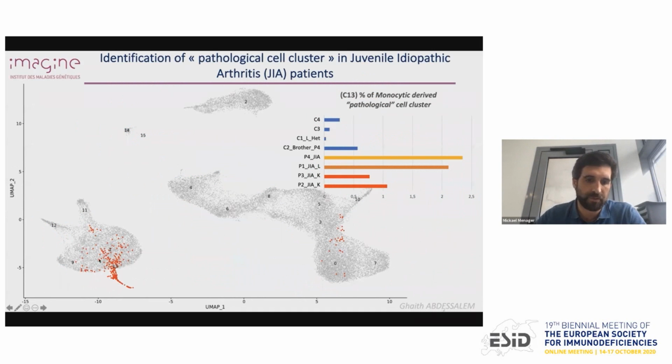If we focus on this monocyte-derived cluster, which now are the cells highlighted in red, most of them are monocytes, and we can also find some of them in the T cell compartment. If we look at the composition of samples in this cluster, once again, we call it a pathological cluster because more than 90% of the cells of this cluster are coming from the 4 JIA patients. So we think here we've identified a pathological cluster common to the 4 JIA patients.